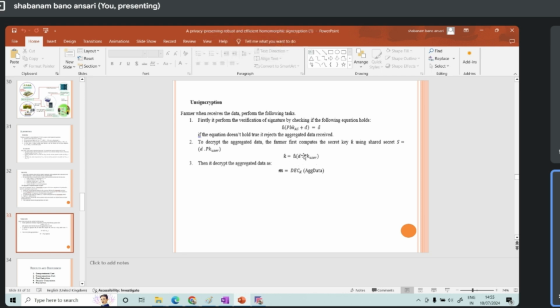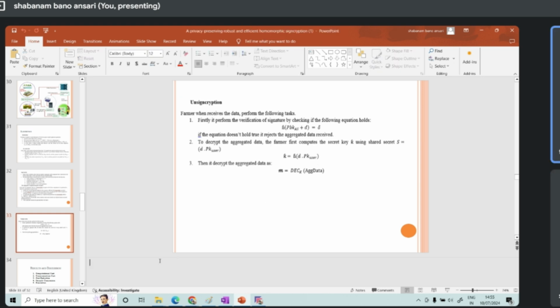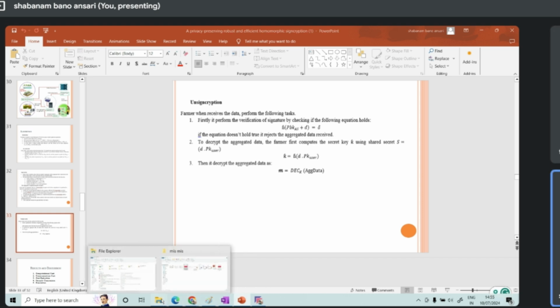Then capital D will be replaced with d dot L. Small d dot L will be there. Then L dot PK user will become the public key of user, and it will be written as small d dot public key of user. We should replace small d with capital D. But you have written everything in image form, how will I replace it? You have to make the correction in the flowchart.